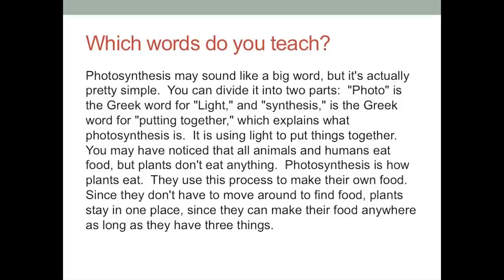You may have noticed that all animals and humans eat food, but plants don't eat anything. Photosynthesis is how plants eat. Guess what words the publishing company wants you to pre-teach?